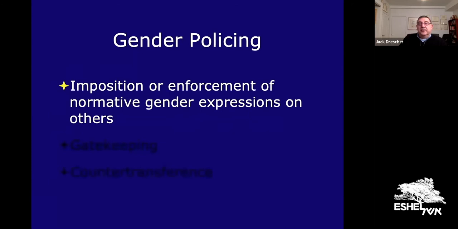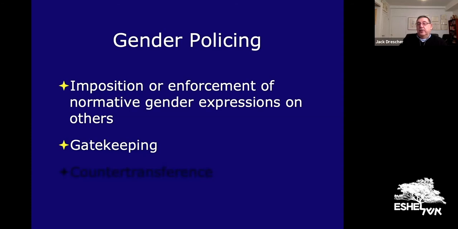Now, gender policing is the imposition or enforcement of normative gender expressions on others. So I think we all have done a little bit of gender policing in our lives. For example, if you're walking out of the men's room and you see a woman confused walking into the men's room, you might tell her she is walking into the wrong restroom, because that's how we police gender among other people.